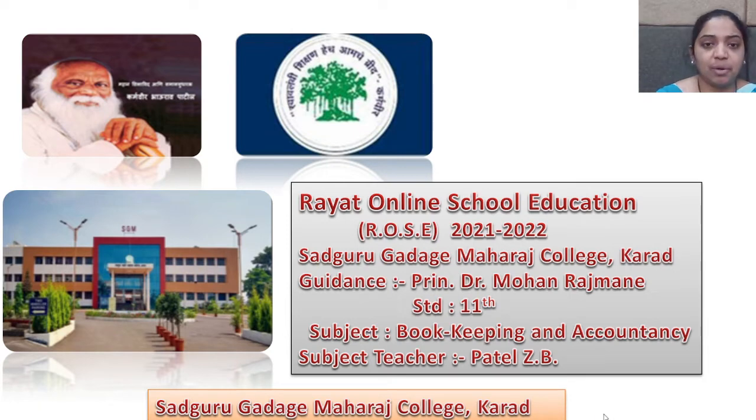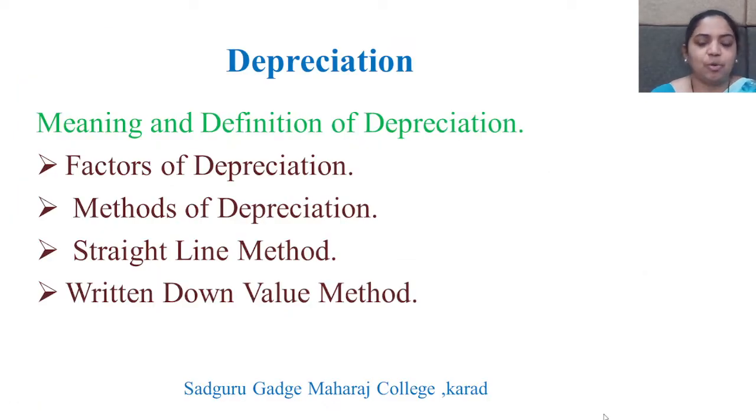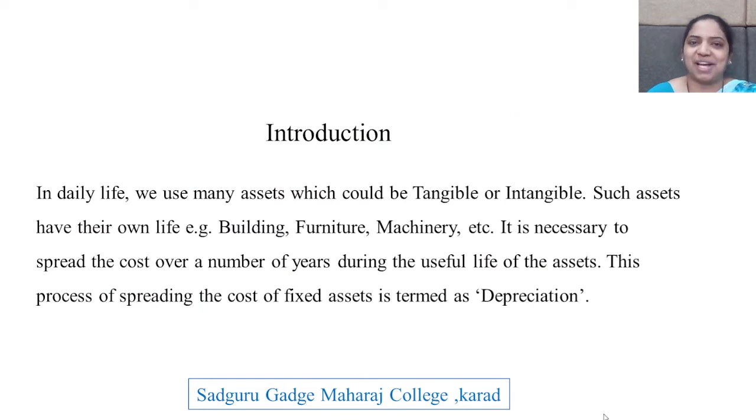Today we are going to see a new topic, number 7 in Bookkeeping and Accountancy, that is depreciation. In this topic, today we are going to see the meaning and definition of depreciation. Then we will see what are the various types of factors to be considered while charging depreciation. Then we will see the various methods of depreciation, like straight line method and written down value method. Let's start with our first part, introduction.